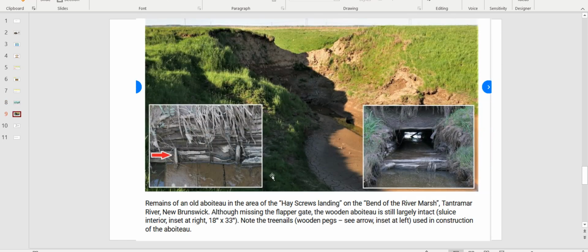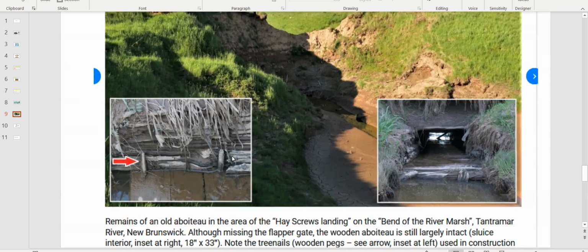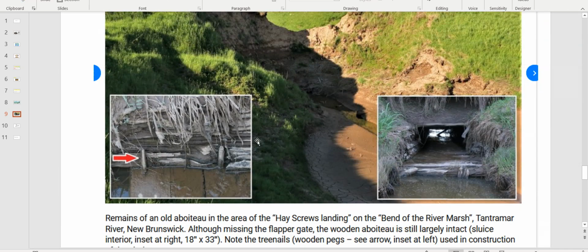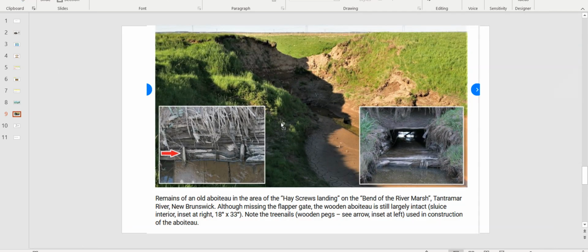Another picture of the remains of an old abwato in the Tantramar River, New Brunswick. And again, it's very similar in design to what we find on Oak Island, right? With those beams that have been worked out, part of trees.